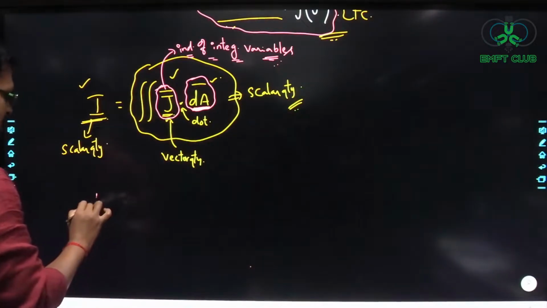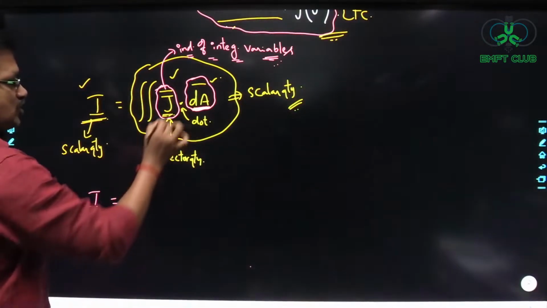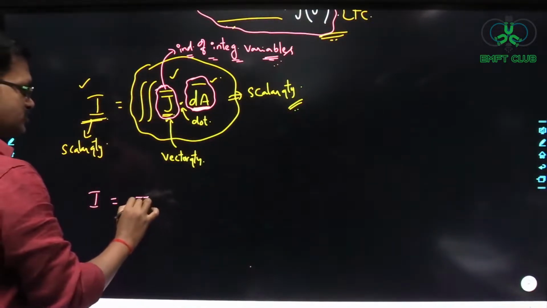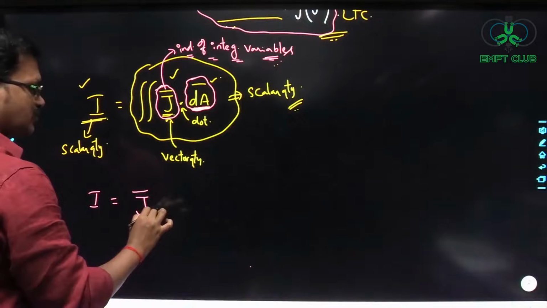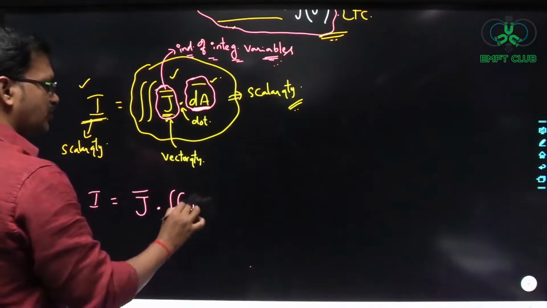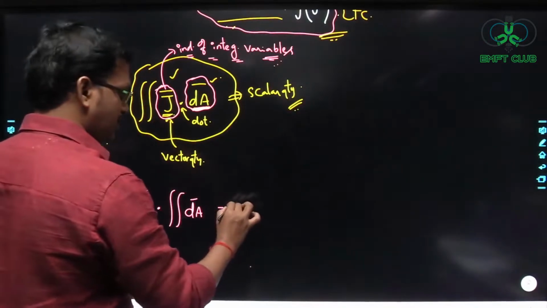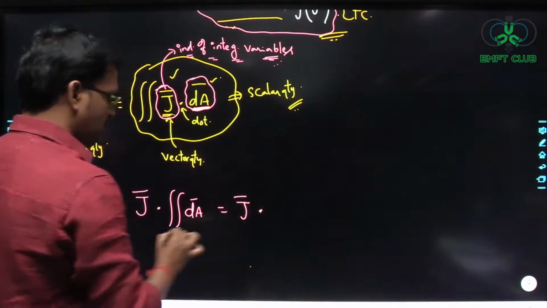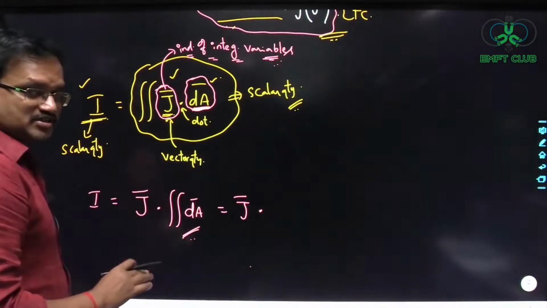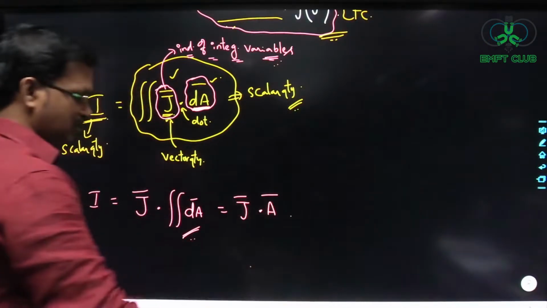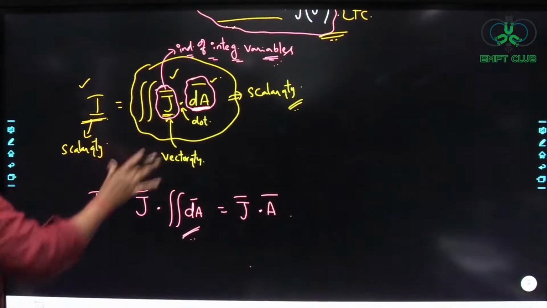In that case, I can write I is equal to, since it is constant with respect to the integration, I can take it out of the integration. So I can write it as Z bar dot the double integral of dA bar. The double integral of dA bar represents the total surface area, so that is nothing but Z bar dot A bar.